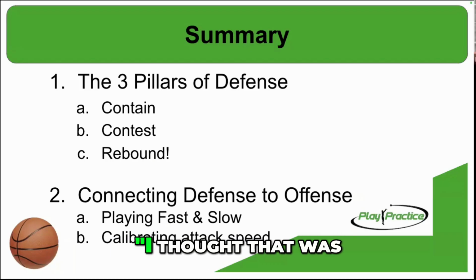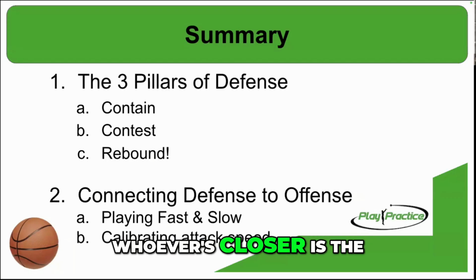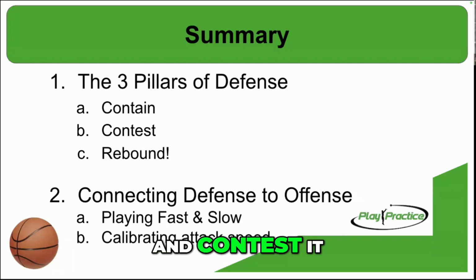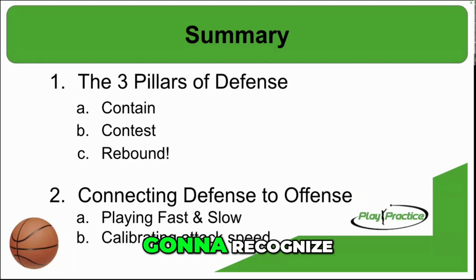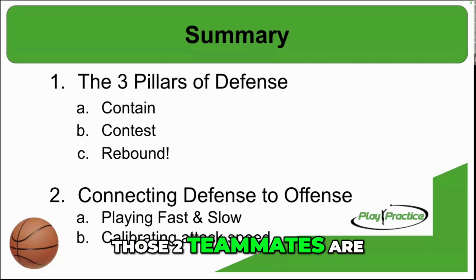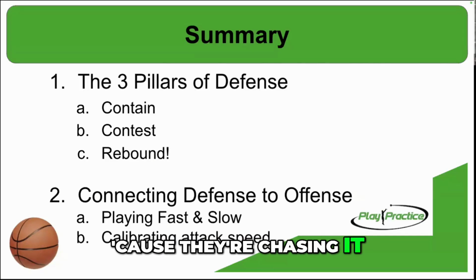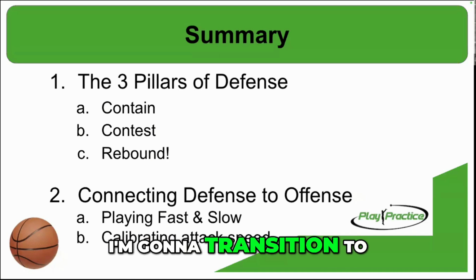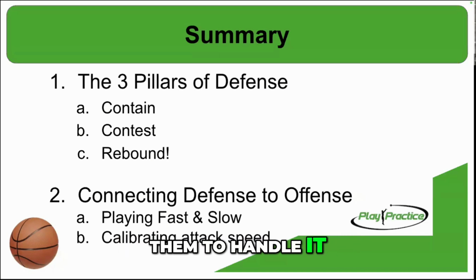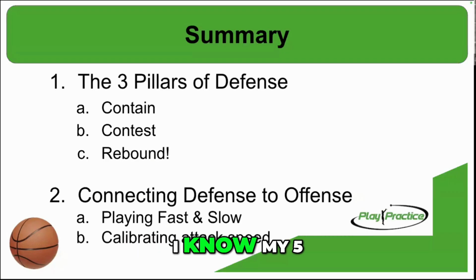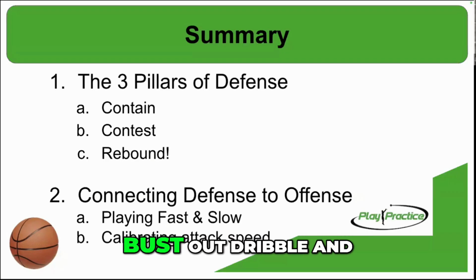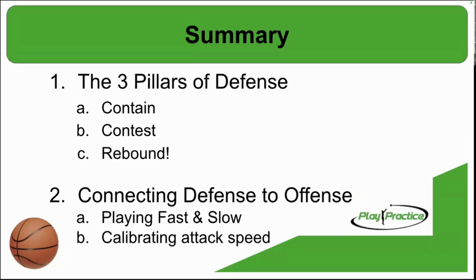It can't be, "I thought that was your man." "Oh, we both missed it." It's like whoever's closer, that's the rule I like to use. Go get the ball and contest it. And then team rebounding, we can work on: everybody bump their player, everybody chase, and we're going to recognize, hey, those two teammates are going to get it because they're chasing it. So now I'm going to transition to fast break and trust them to handle it. Even if I was normally the point guard, I'm going to get down the floor ahead because I know my five man can bust out the dribble and we are already running.